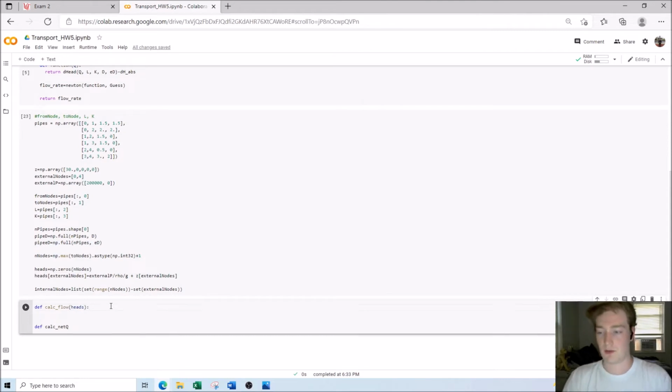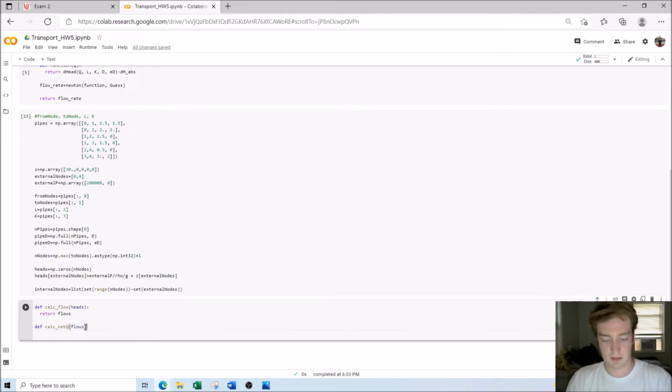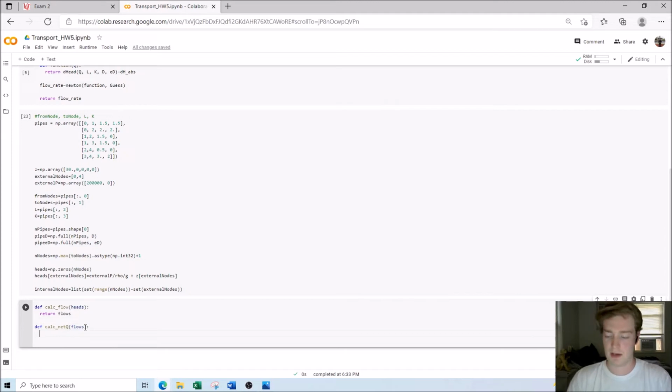All right, and what are we going to return from this? Probably some flow rates. So flows, just like that. Now what do we need for the net Q? We need the flows. And what do we need to return? Put a colon here. Probably the net flow rate. So we'll say return net Q.